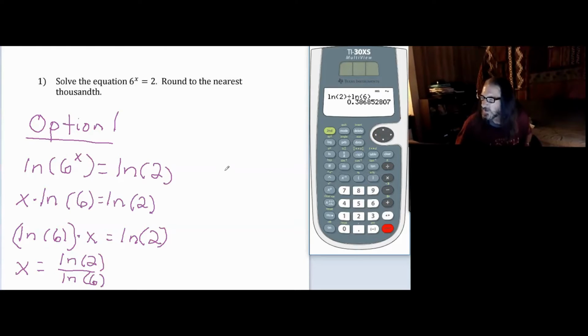And we are getting the thousandths place, that is 4 places out. So in the 5th place, we have a 5. We're going to have to round that.